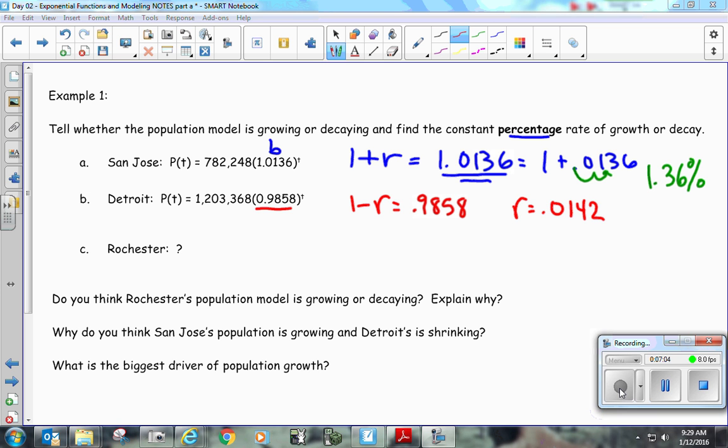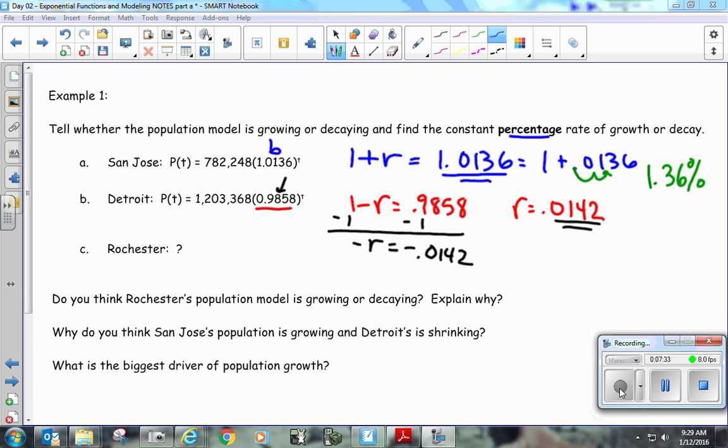Simple algebra. You can subtract 1 from both sides, and you get negative R equals negative 0.0142. And I just divide both sides by negative. We want R, we don't want negative R's. R should be a negative value. 1 minus this will give me this right here. Now, change that to percent. What is it?